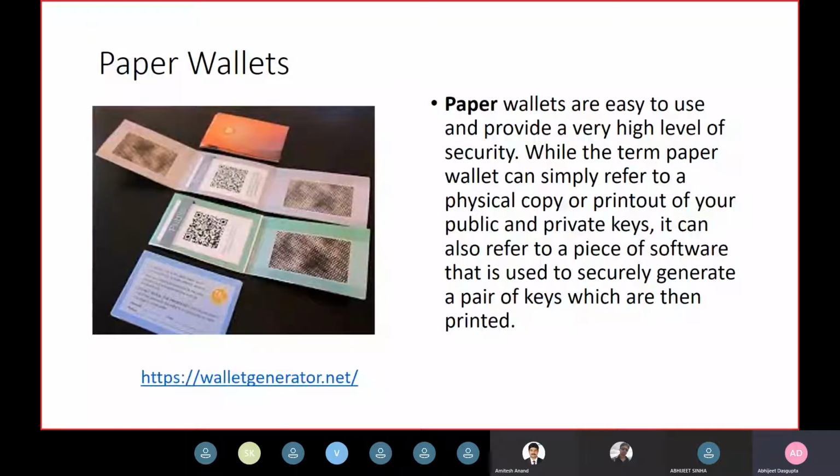Paper wallets are very easy to use and provide a high level of security because nothing is kept digitally. While the term paper wallet can simply refer to a physical copy or printout of your public and private key, it basically is a printout of your public and private key that is generated. So anytime you can create a key pair, store the private key and the public key, and print it out in this form, it's a paper wallet.